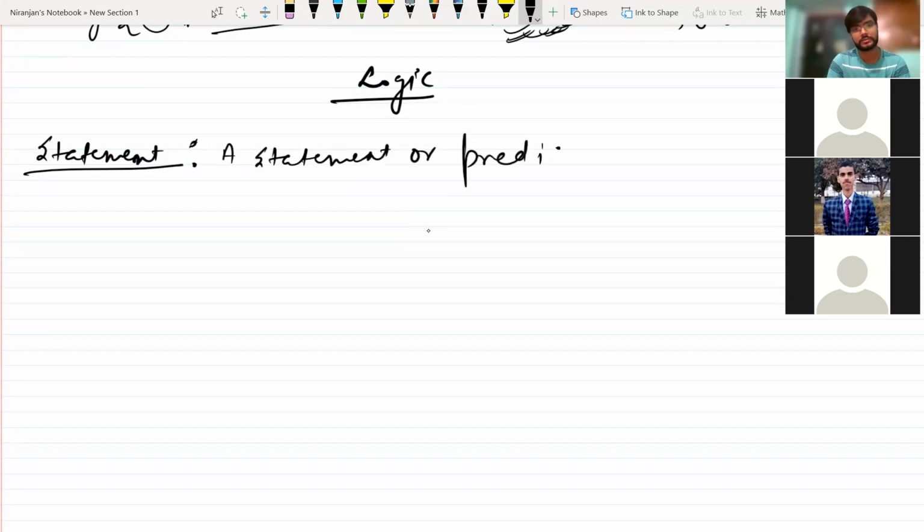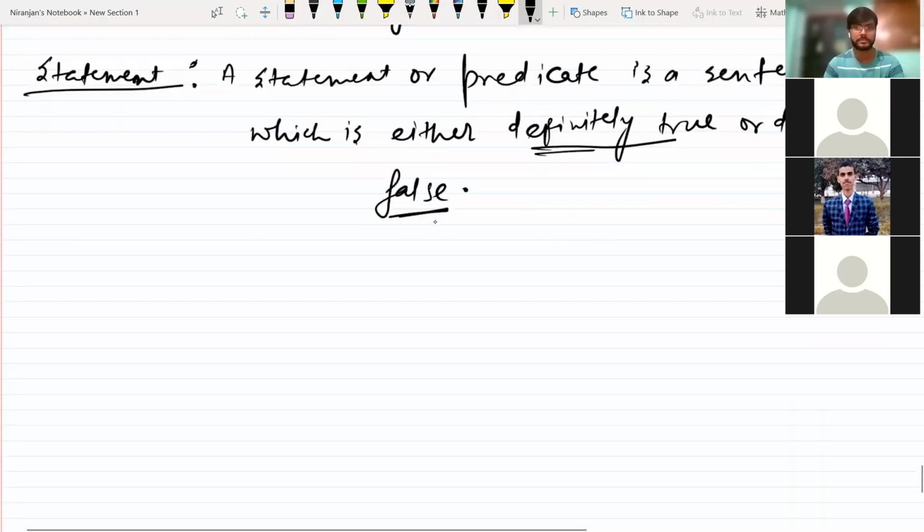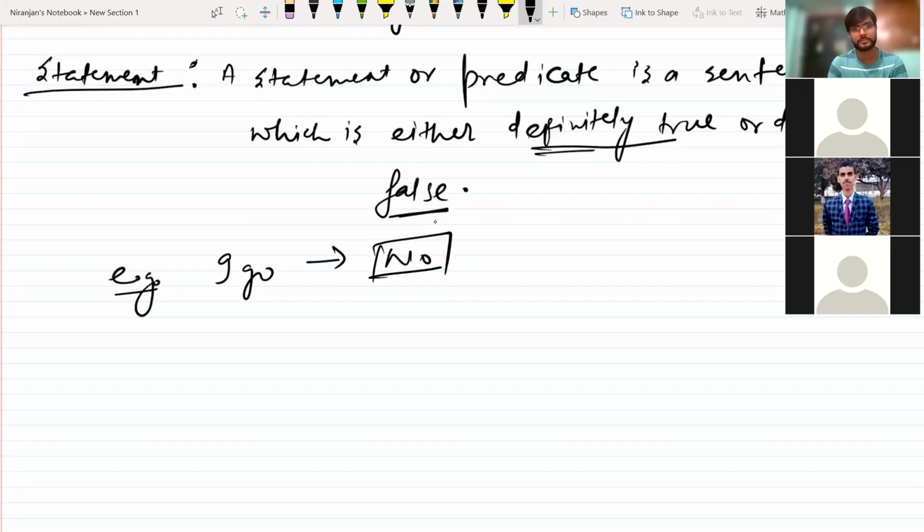So a statement or predicate is a sentence which is either definitely true. Remember this word, definitely, or definitely false. Okay. So if I write "I go", is this a statement? It's not. Why? Because I cannot say whether it's definitely true or definitely false.